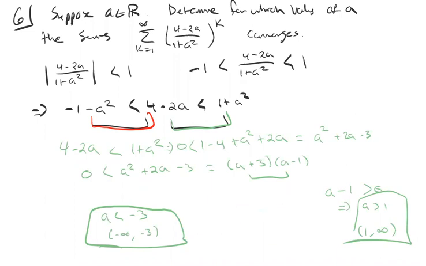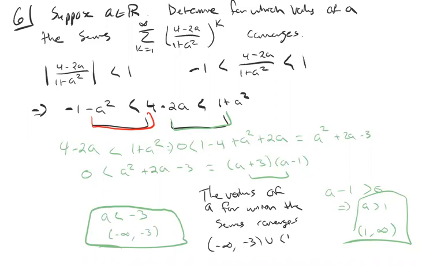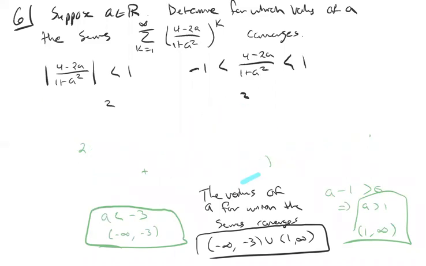Okay, so finally, the values of a for which the series converges are -infinity to -3 union 1 to infinity. Any value of a in there in our series will converge. Okay, now take a breath. We're almost done, and we need to find the value in terms of a. So just go ahead and erase some of this.